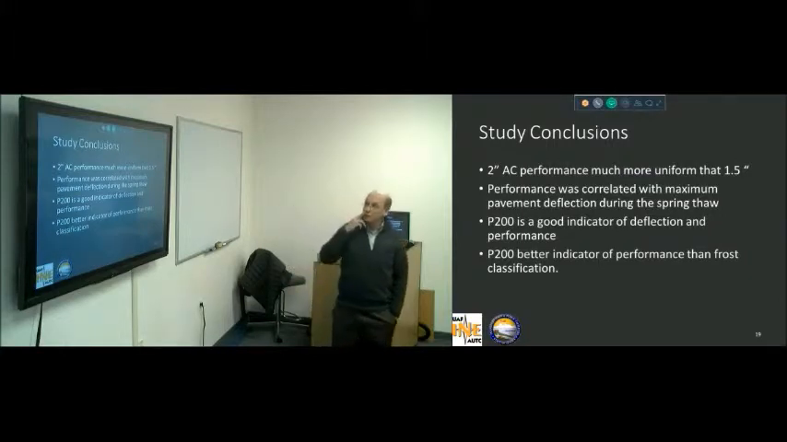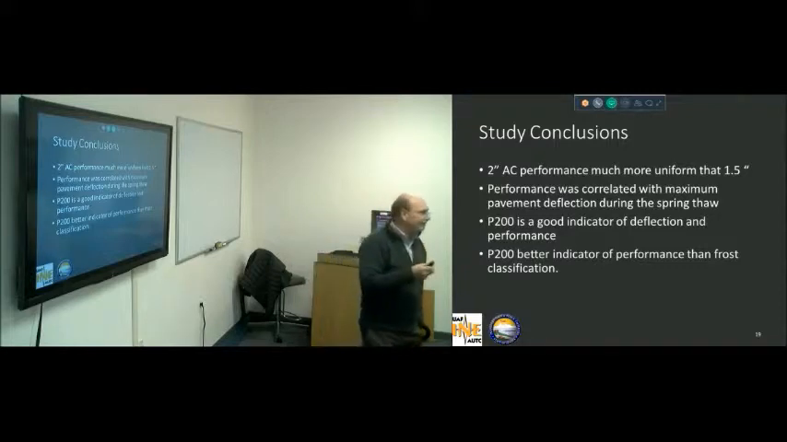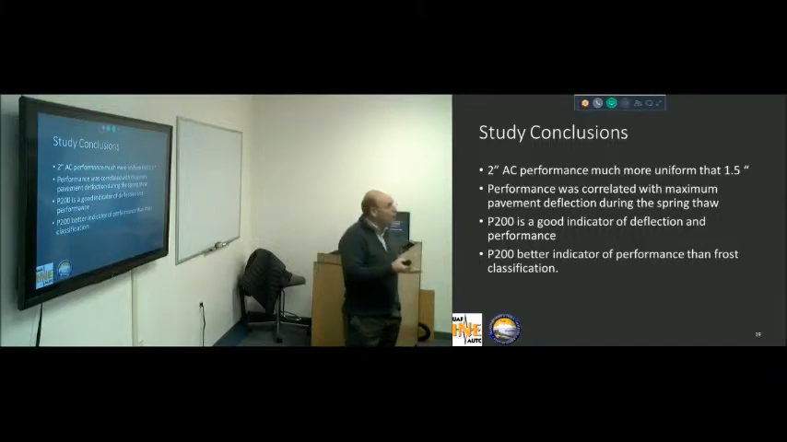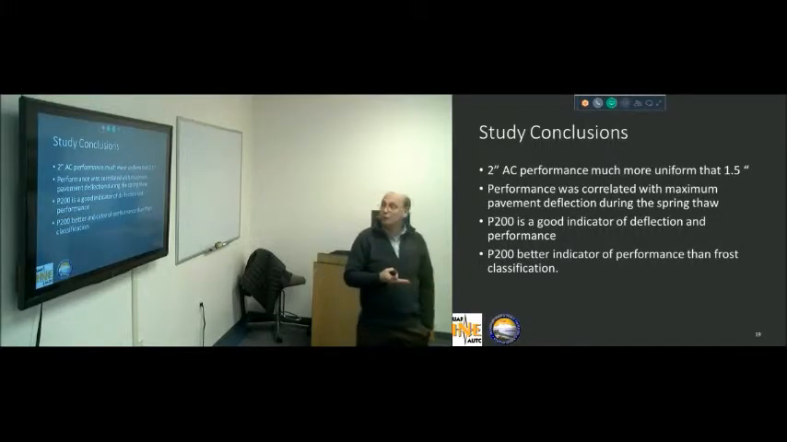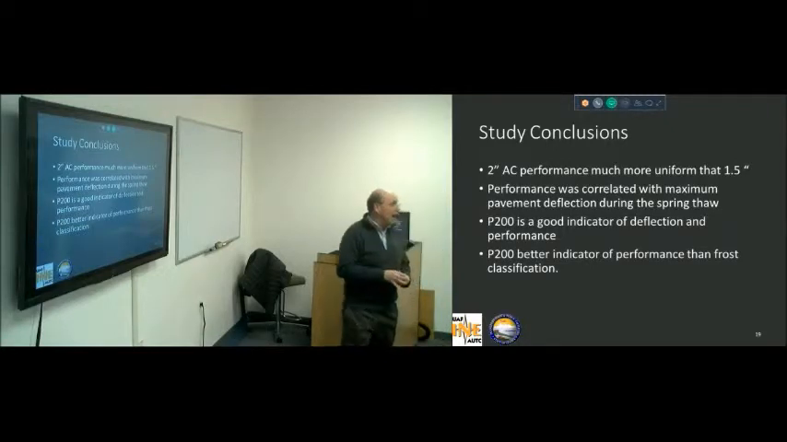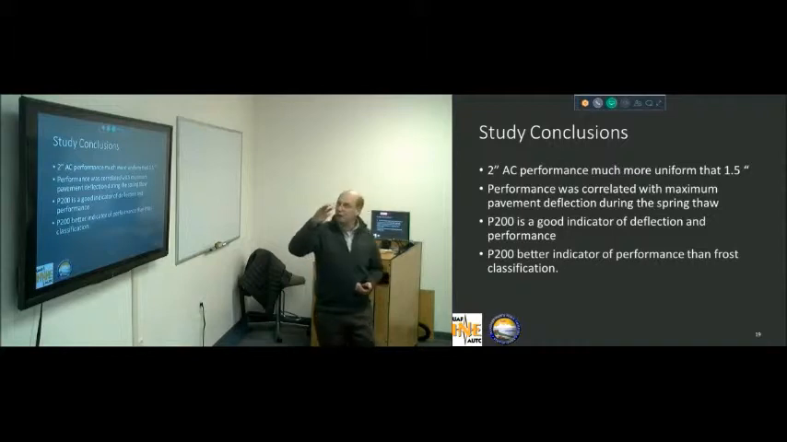We also found that the performance was a function of the deflection, maximum deflection in the spring. The higher the deflection, the lower the pavement life. And I'll show you a graphic of that in just a moment. So they were strongly related to each other. And so we also found out that the percent passing the 200 sieve was a really good indicator of the deflection. High 200 content, very high deflection in the springtime.